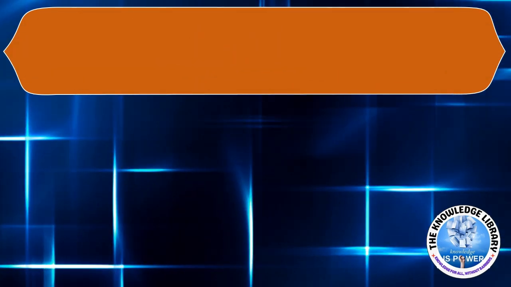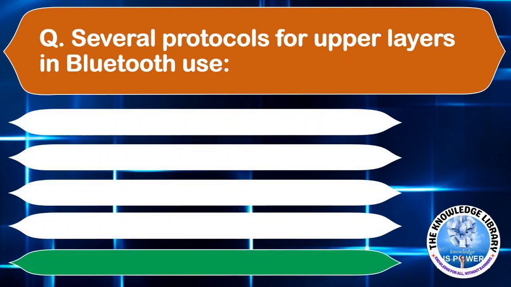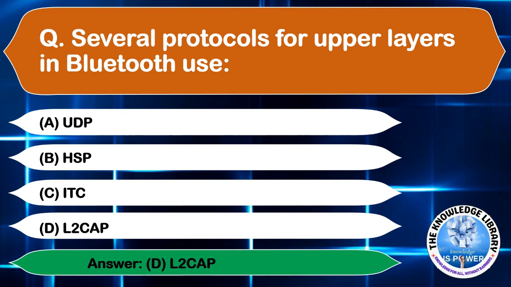The next question is, several protocols for upper layer in Bluetooth use. Option A, UDP. Option B, HSFP. Option C, ITC. Option D, L2CAP. The correct answer is option D, L2CAP.